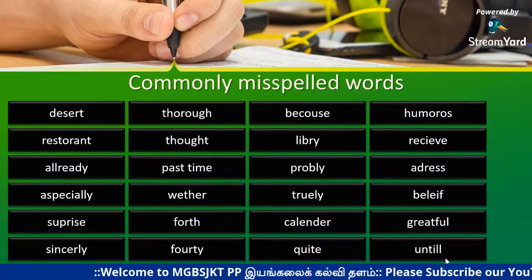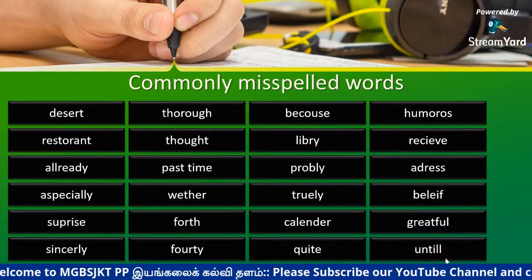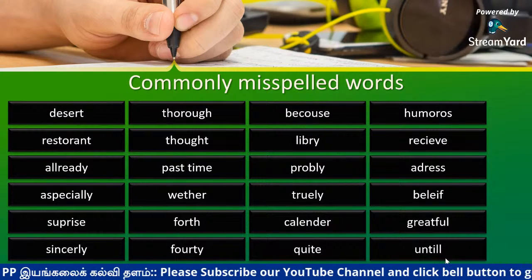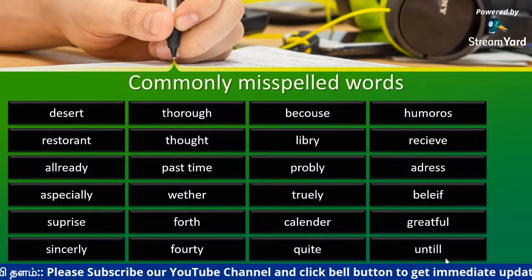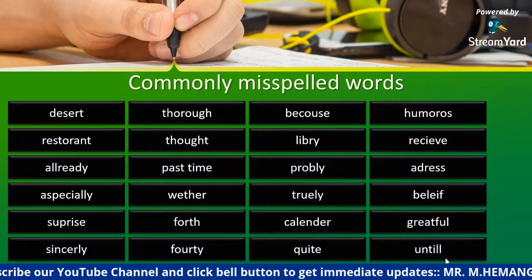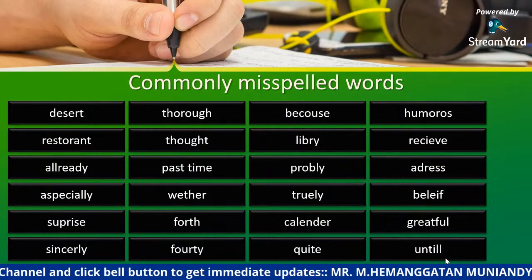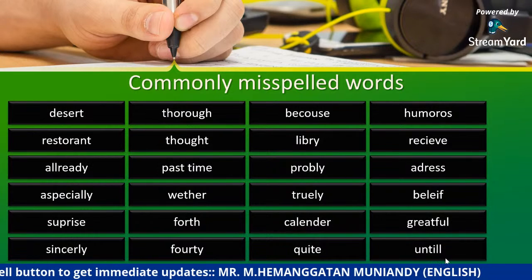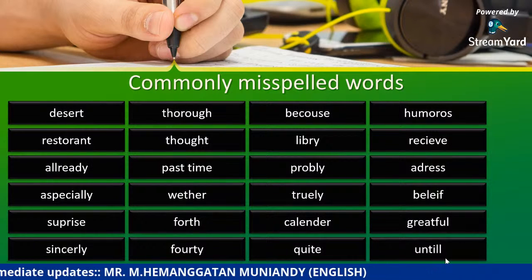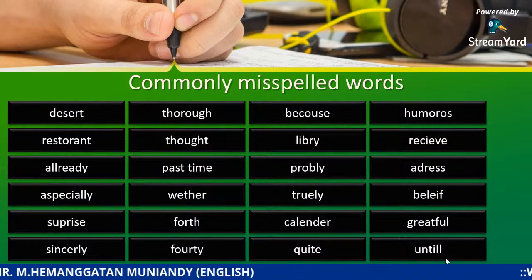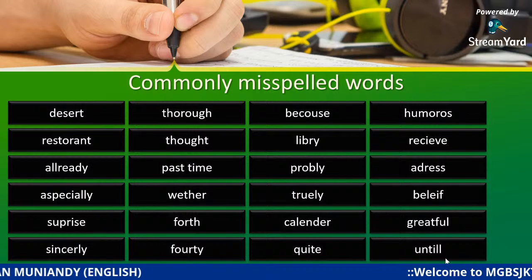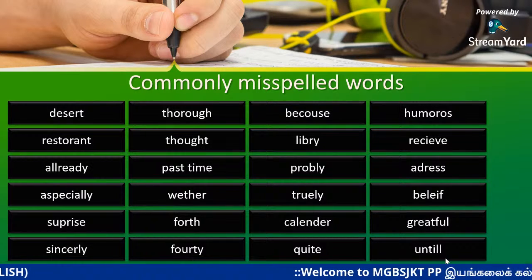Number three is already. I've already done it. Since we spell all as ALL, most of you put it as ALLREADY. Next is especially, followed by surprise. Okay, there is an omission of R.